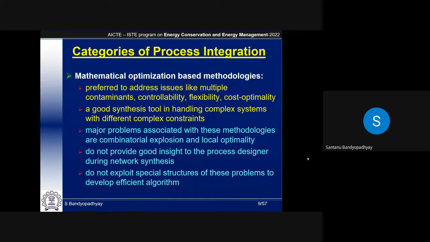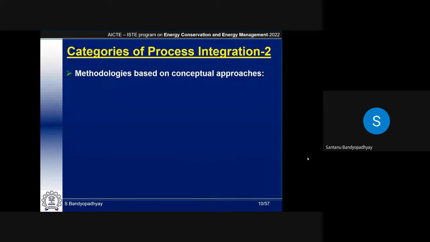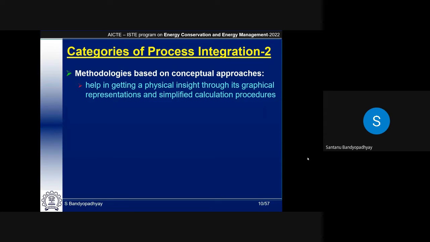So general methods or the generic methods are not capable of that. So you have to develop specific tools. Now, the conceptual approaches or the thermodynamic based methods help in finding out the physical insight. Okay, and it produces some graphical interpretation and simplified calculation procedures, so that you can do it very quickly with a pen and paper. You can make the conclusions, you can see the problems.